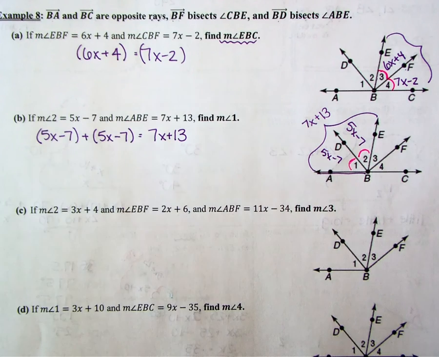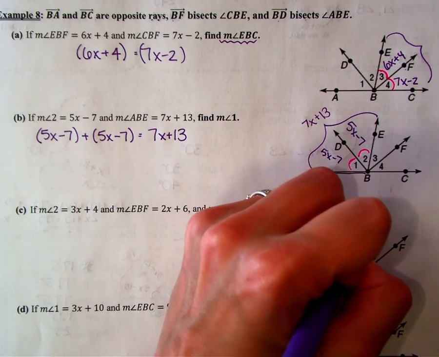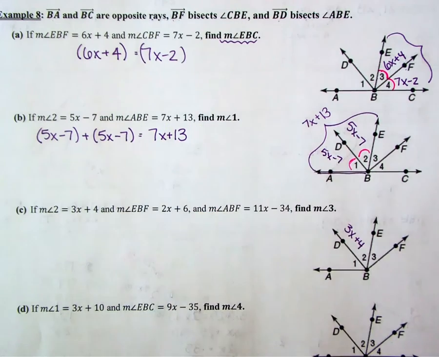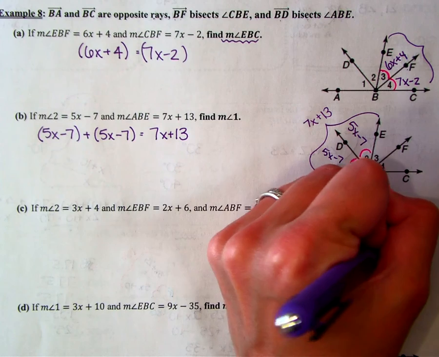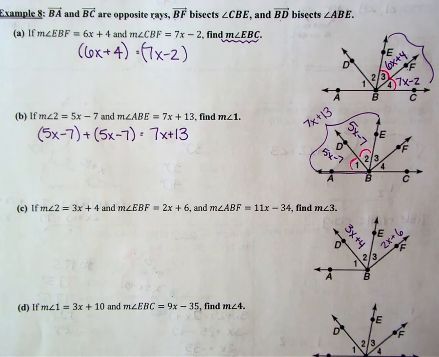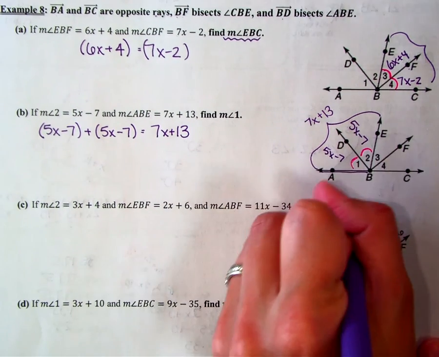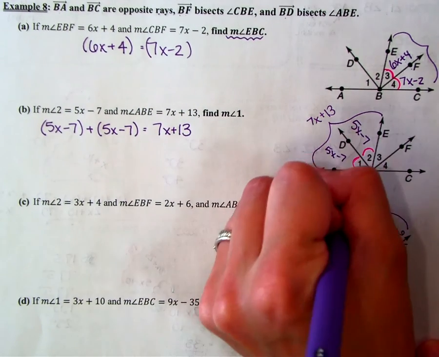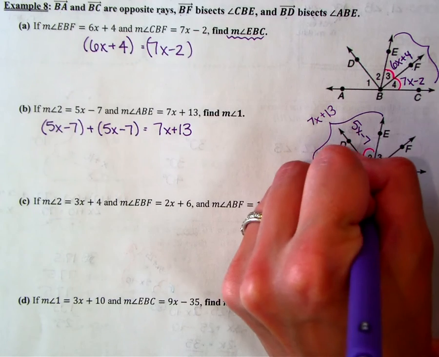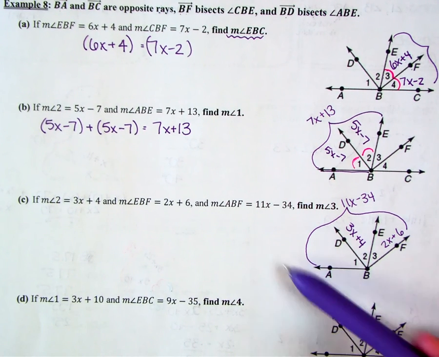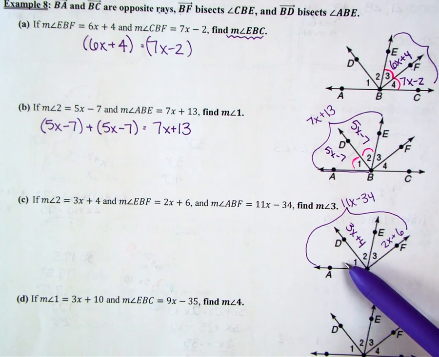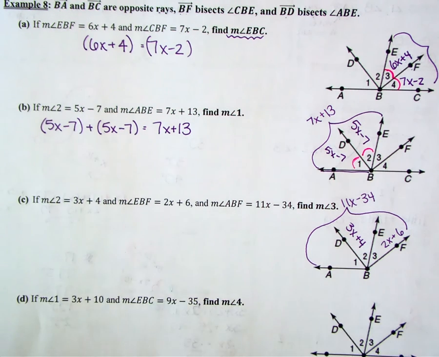C says the measure of angle 2 is 3x plus 4, EBF is 2x plus 6, and ABF, so this whole thing, is equal to 11x minus 34. Find the measure of angle 3. So we have a little piece and a little piece and a big piece, but we're still missing this little piece over here. So we'll go back up to our instructions and see if any of that is relevant.